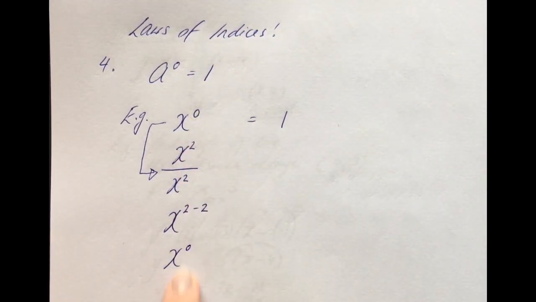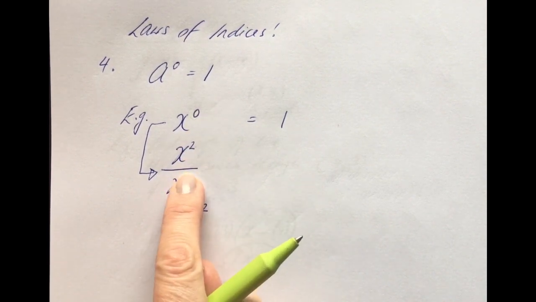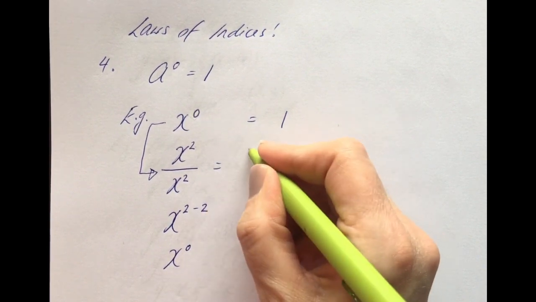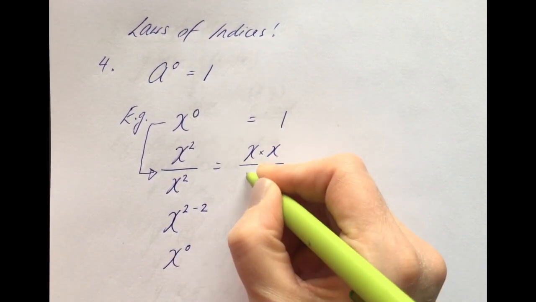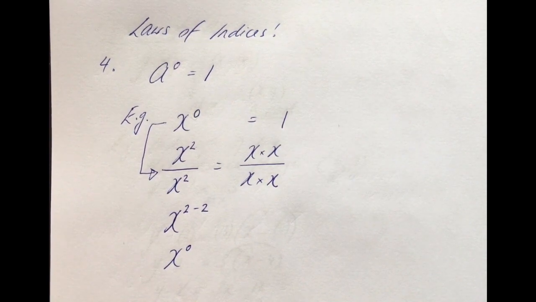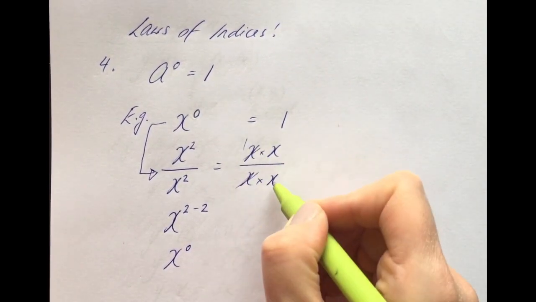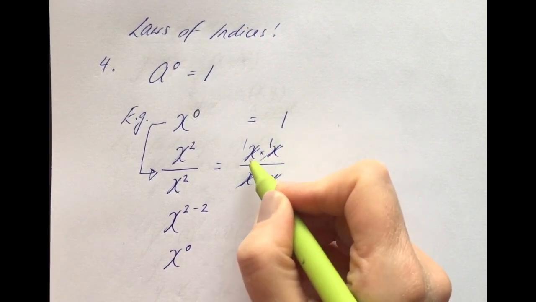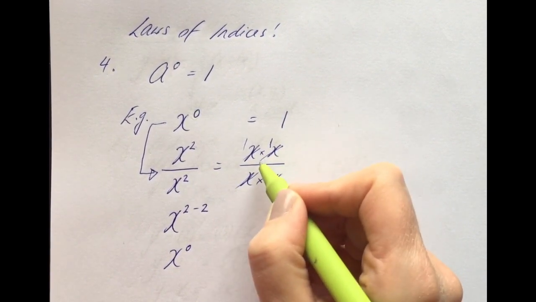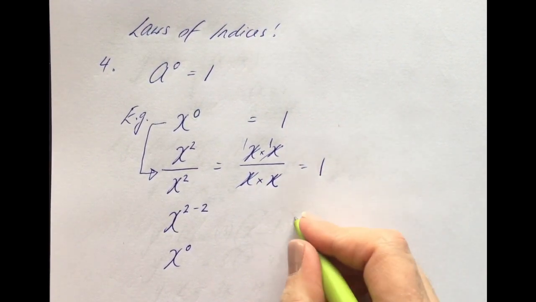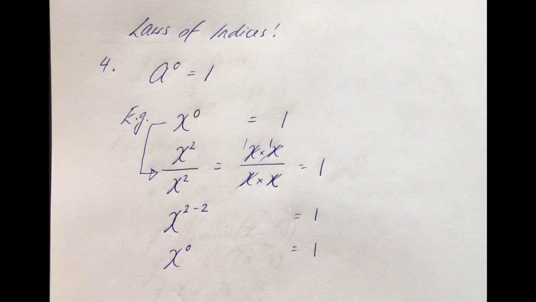So they are equivalent. Okay, now x squared divided by x squared. Well, that's the same as x times x divided by x times x. And of course, x goes into x once and x goes into that x once. So the whole thing divides into itself once. And of course, that means we are left with 1. So x to the power of 0 is equal to 1.